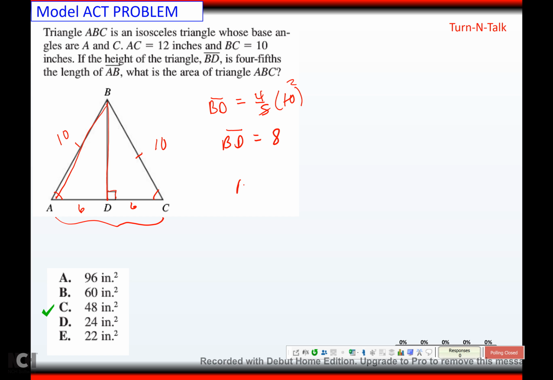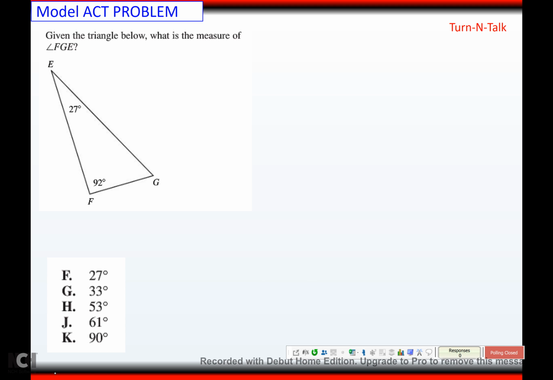And the area of my triangle is base times height divided by 2. Well, my base is 12. My height is 8, which makes 96 divided by 2 is 48 inches squared. Okay? Hit pause, come back when you're ready.